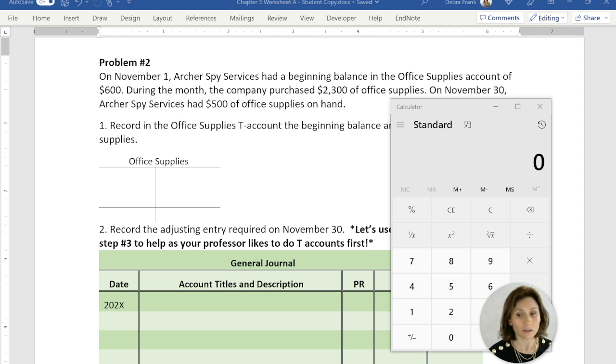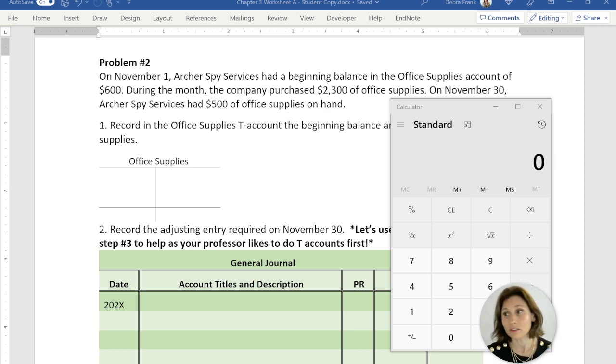And so in these two problems that we're going to do here, they're going to be deferred expenses. We're going to do office supplies. I'm going to record the expenses now associated with those, and then also depreciation expense. So we're going to do those two here today.